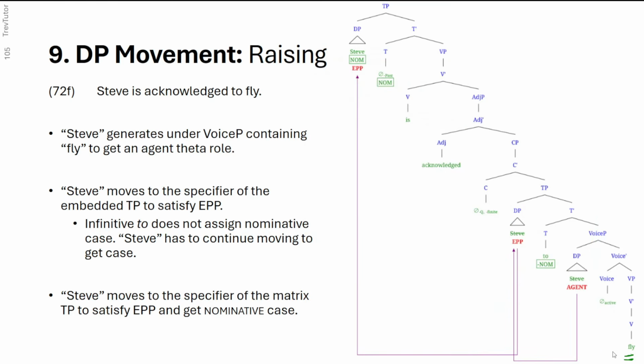So if we remove all these markings, Steve gets its agency from the voice phrase in fly. It moves up for EPP purposes, but doesn't get case, so it's not grammatical yet. So it has to move further up to the top in order to get case, and this is justified by the EPP movement as well.